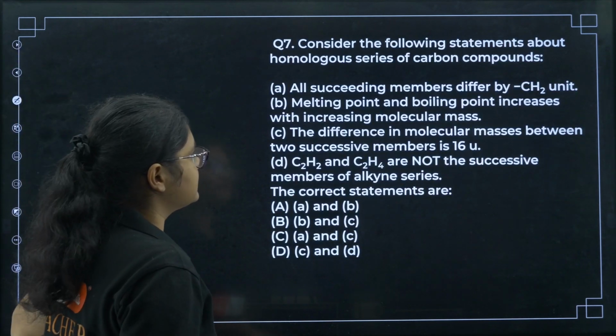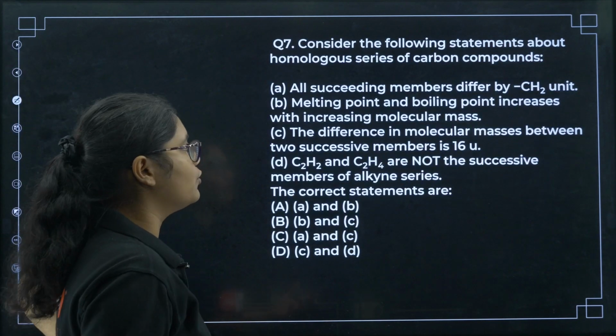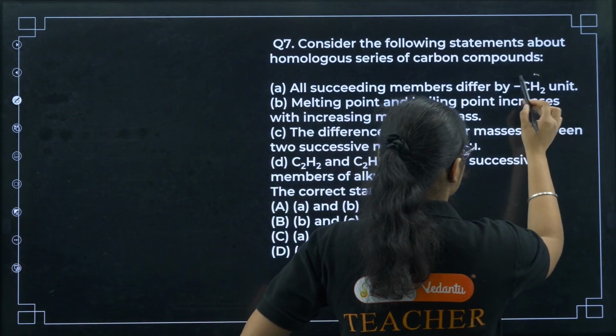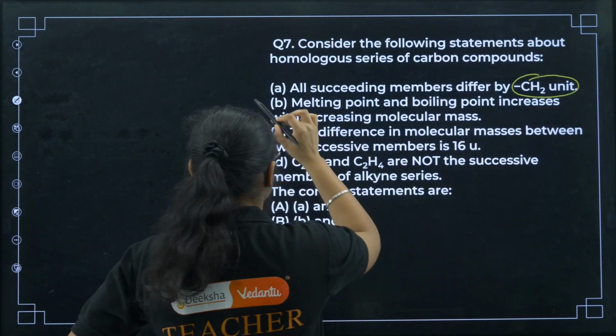Next, consider the following statement about the homologous series of carbon compounds. All the succeeding members differ by a CH2 unit. Yes, that is correct.